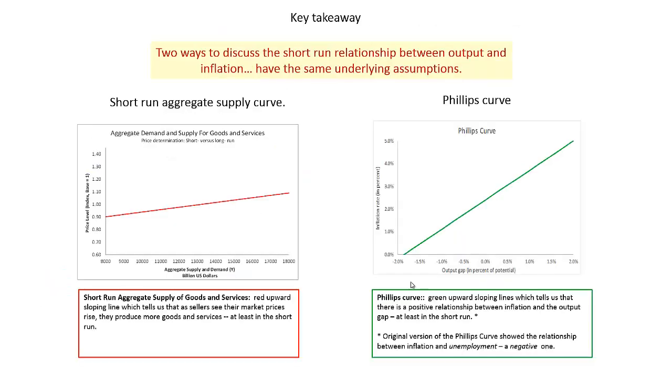So our key takeaway here is that we've seen that there's two ways to discuss the short-run relationship between output and inflation, but these two ways really have underlying assumptions that are equivalent. So that's it for now.